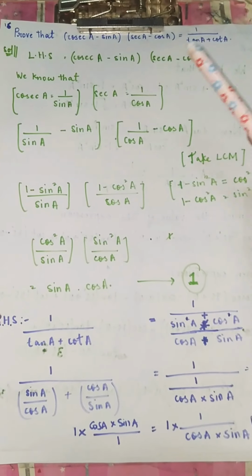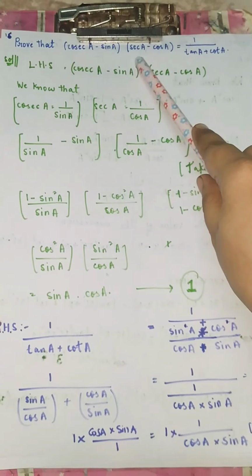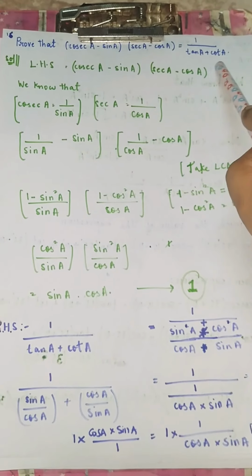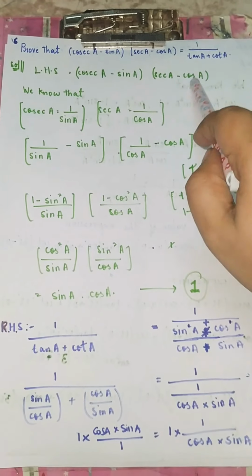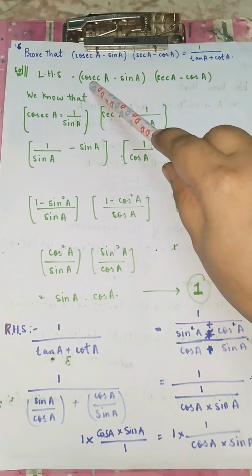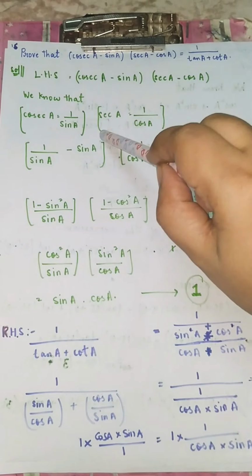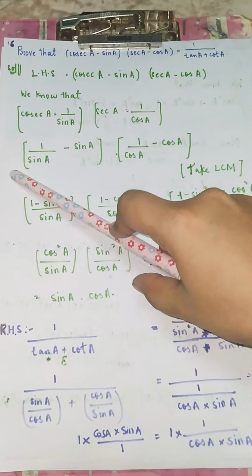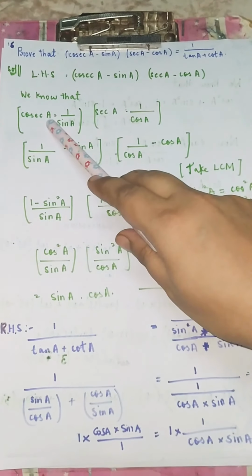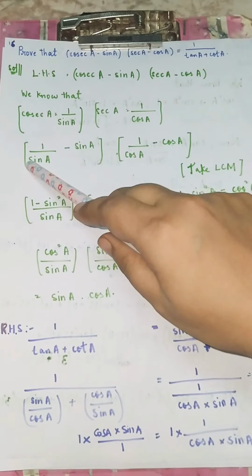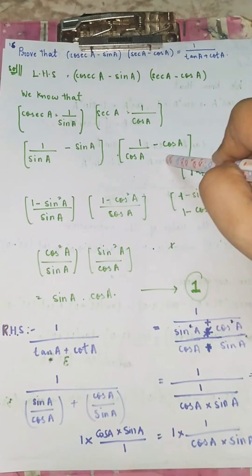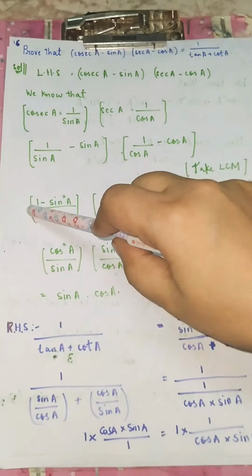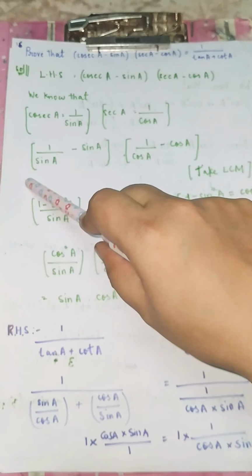16th, prove that (cosec A minus sin A)(sec A minus cos A) is equal to 1 by (tan A plus cot A). What is LHS? LHS is (cosec A minus sin A)(sec A minus cos A). We know that cosec A is equal to 1 by sin A and sec A is 1 by cos A. Instead of cosec A, we are taking 1 by sin A minus sin A, and sec A is 1 by cos A minus cos A. Now we have to take LCM. LCM is sin A.